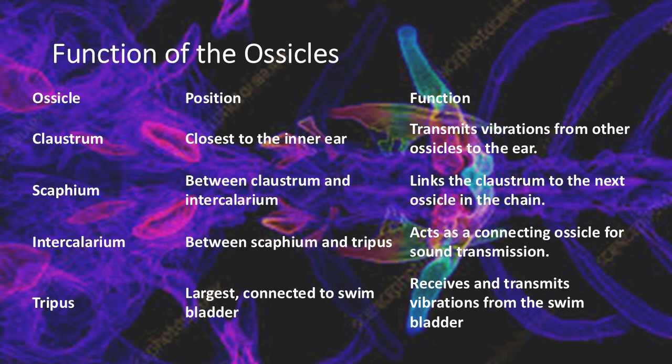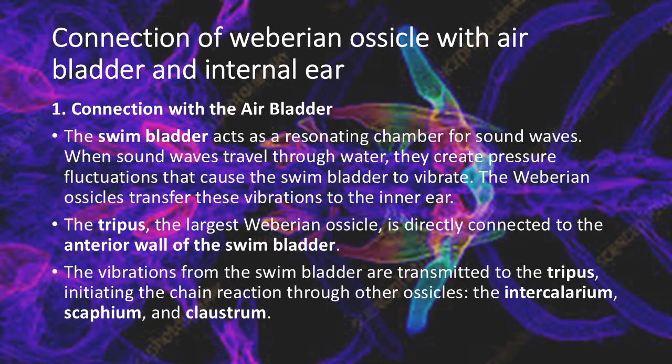Function of the ossicles. Ossicle claustrum, position closest to the inner ear, function transmits vibrations from other ossicles to the ear. Ossicle scaphium, position between claustrum and intercalarium, function links the claustrum to the next ossicle in the chain. Ossicle intercalarium, position between scaphium and tripus, function acts as a connecting ossicle for sound transmission. Ossicle tripus, position largest, connected to swim bladder, function receives and transmits vibrations from the swim bladder.